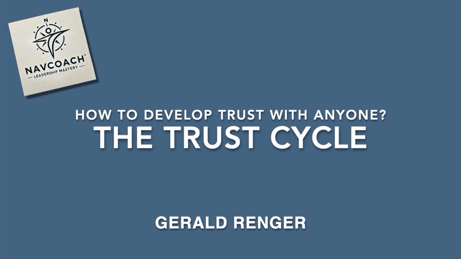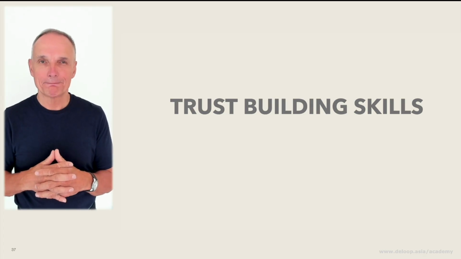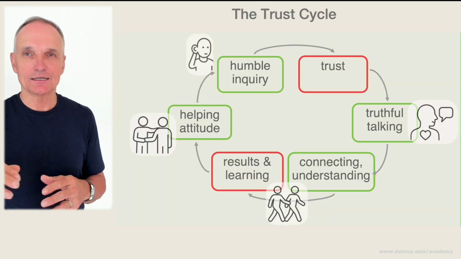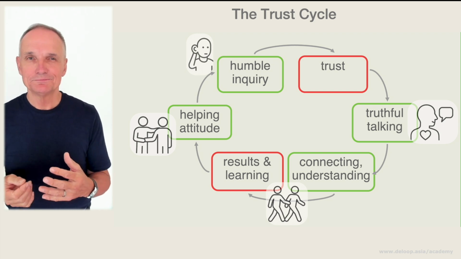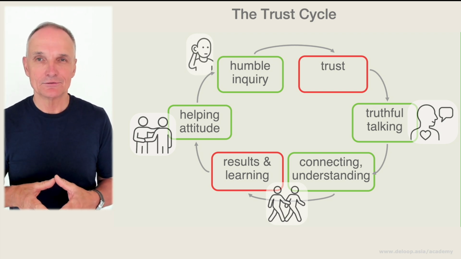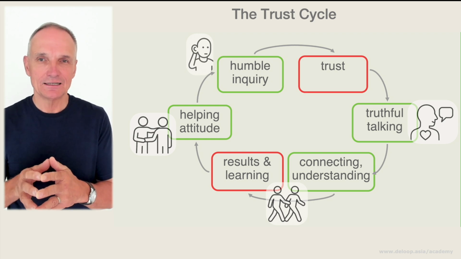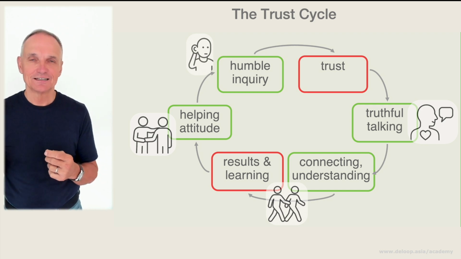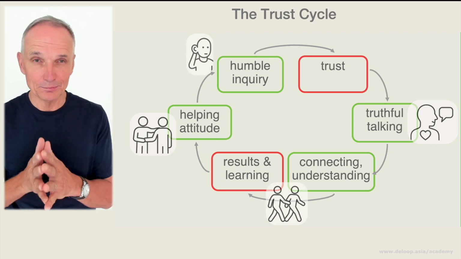Let me talk about trust and developing this trust. There are some key ingredients that I have put together in the trust cycle. The green boxes are behaviors that we can show, and the red boxes are the results of that behavior, where you can see that trust and results and learning are not something that we can decide just like this. We actually need to show certain behaviors for that trust and learning to actually develop.